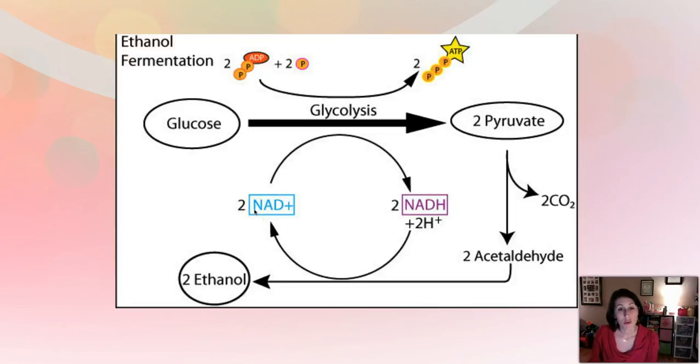That's a big difference from what we saw before. We had said that with oxygen, it makes up to 38 ATP, and this process is just making 2. But remember, with this one, we're talking about small microorganisms. They don't need a lot of energy, so that's enough to sustain them.